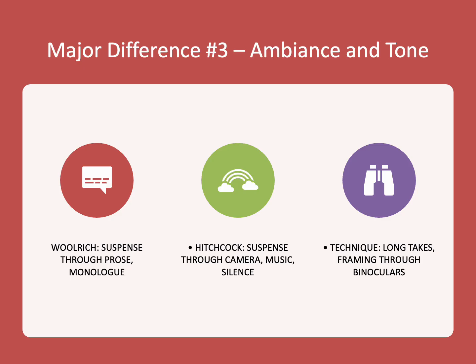While Woolrich uses prose to build tension, Hitchcock relies on visual storytelling. The film uses camera angles, lighting, and sound, or silence, to create suspense. One powerful technique is framing. Much of what we see is through Jeff's camera lens or binoculars, making us complicit voyeurs.